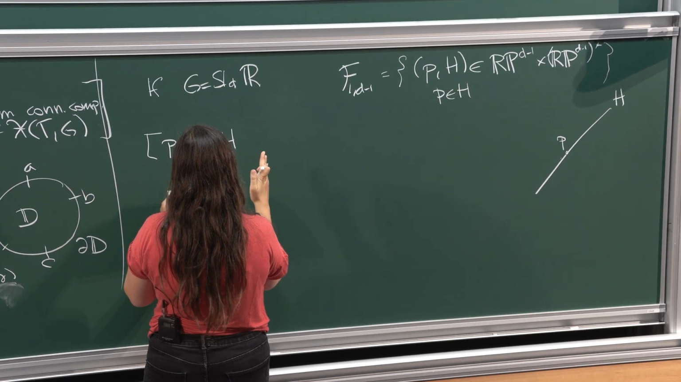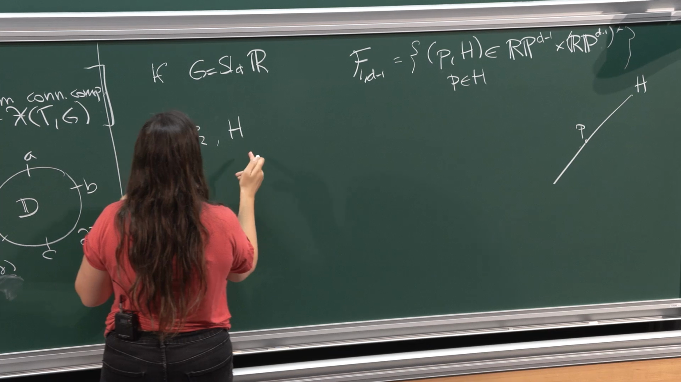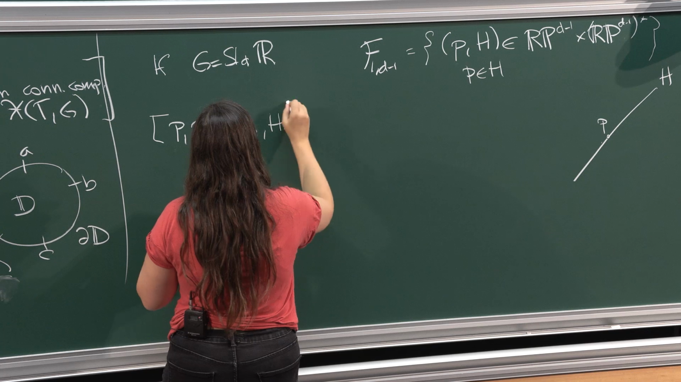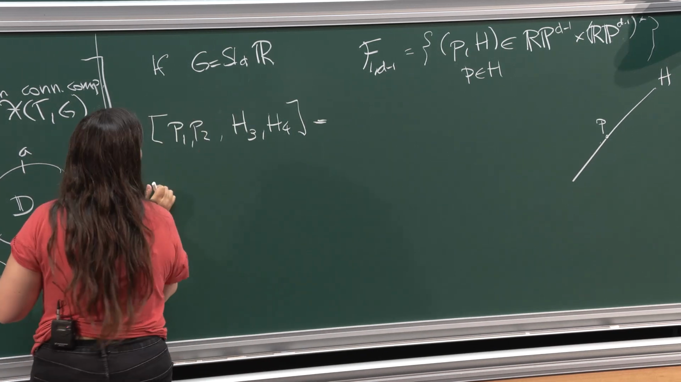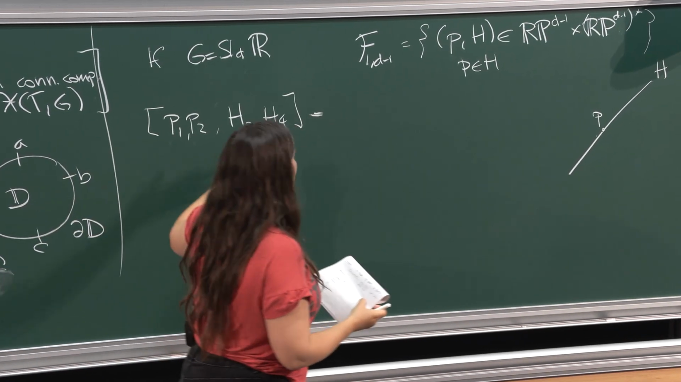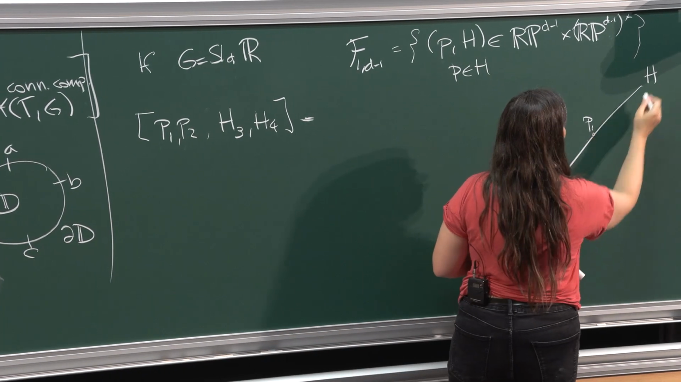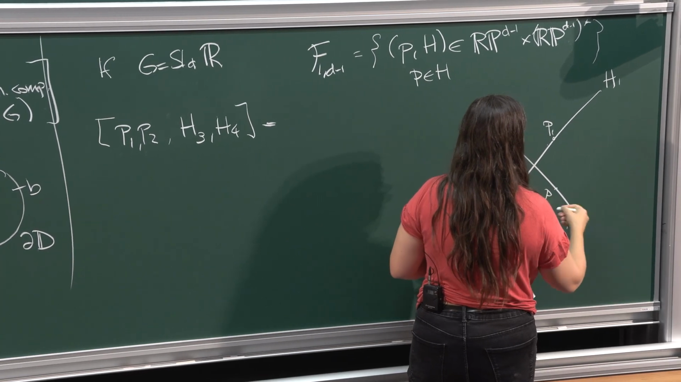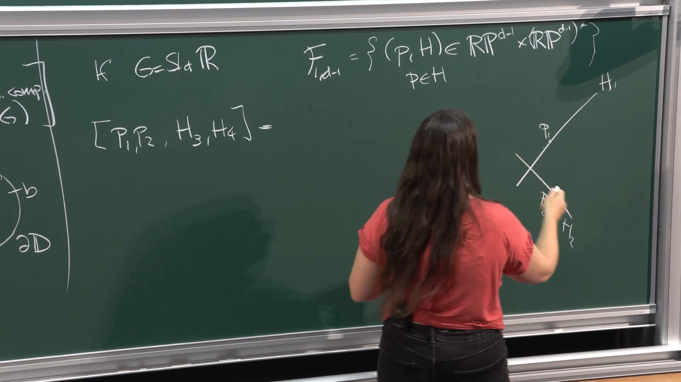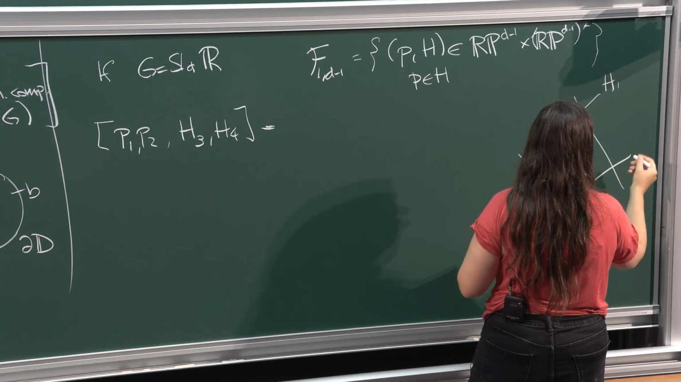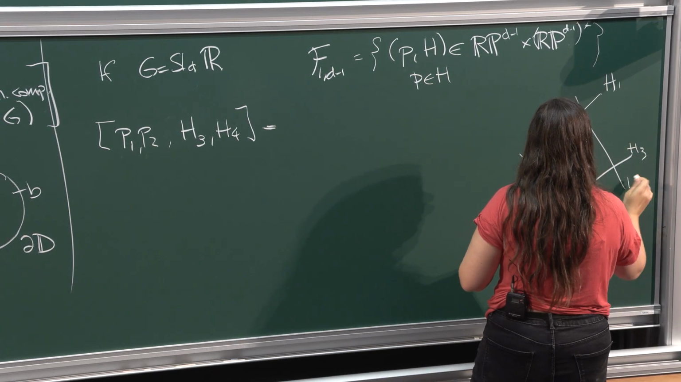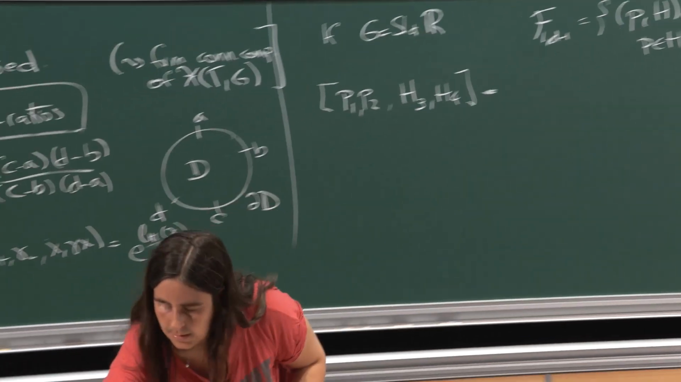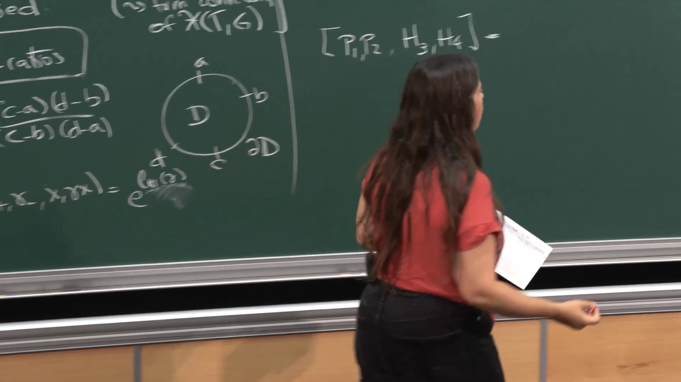What do I want? Yeah, P1, P2, H3, H4. So here I want to compute a cross ratio of 4 flags. So I have P1, H1, P2, H2, and I go on, but I only care about the 2 points and the 2 hyperplanes H3, H4. So only the points of the first 2 are relevant and only the hyperplanes of the other two are relevant.